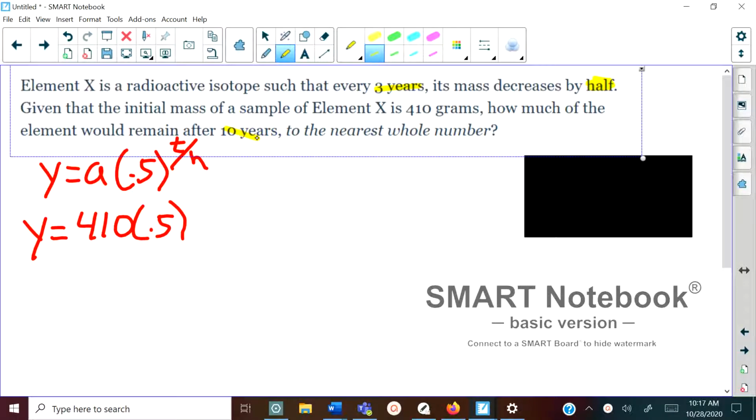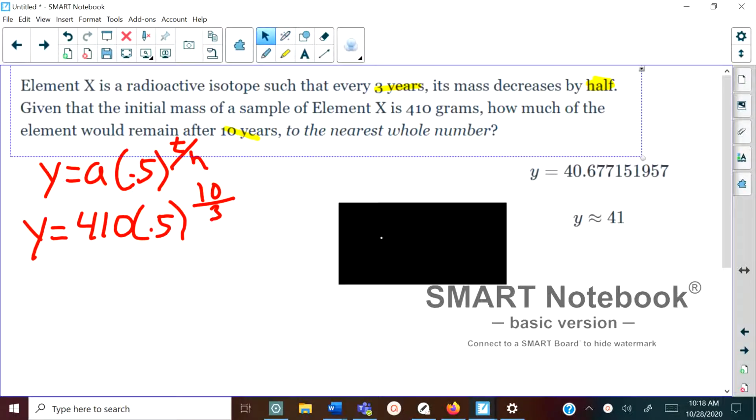Well, the total time is what you want to do. So put in the numerator. So the total time is 10 years. So we're going to put in 10 years, and divide it by when it halves. So it halves every 3 years. So that's going to be here. So then you just type that all into your calculator, and you end up with this here.